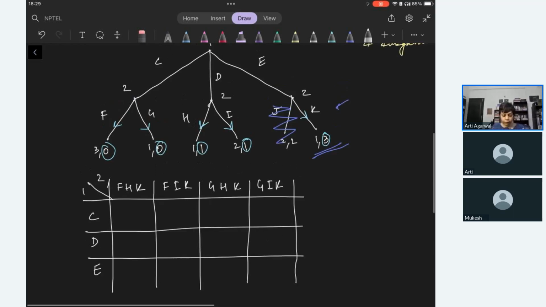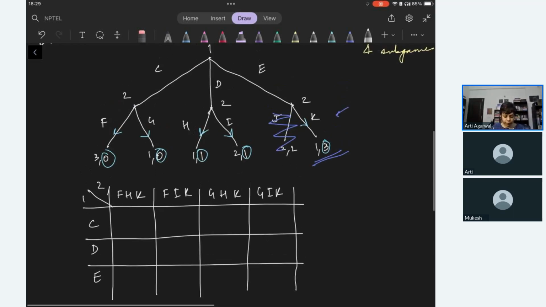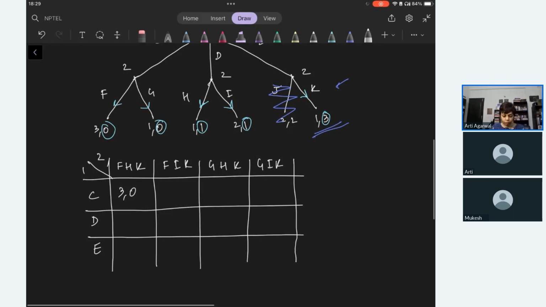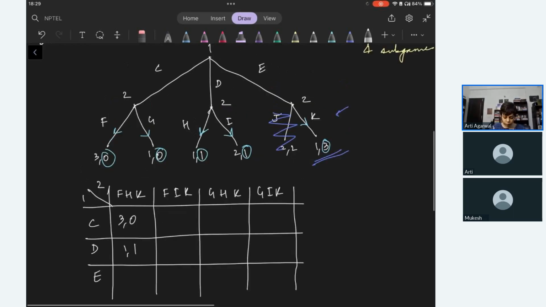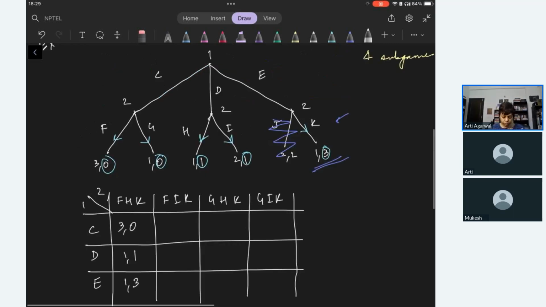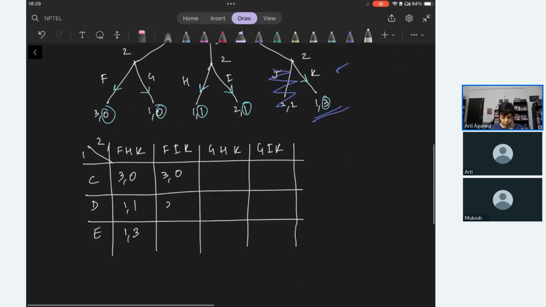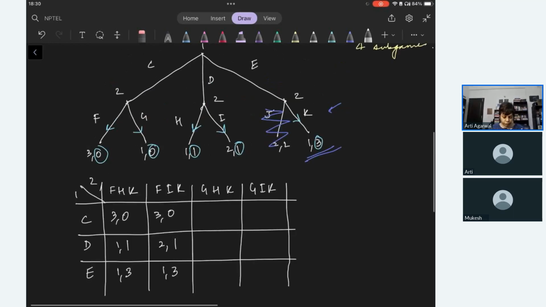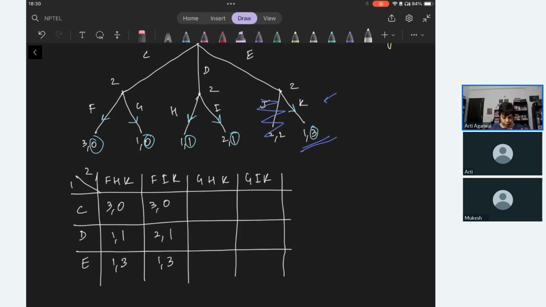Okay, so let's see now. If 1 is playing C and 2 is playing FHK, the payoff is 3, 0. If 1 is playing D and 2 is playing FHK, the payoff is 1, 1. And if 1 is playing E and 2 is playing FHK, it is 1, 3. Now 2 is playing FIK, and 1 is playing C, it is still 3, 0. Here it is 2, 1. Here it is 1, 3. Then we have G, H, K. If 1 is playing C, this is 1, 0.